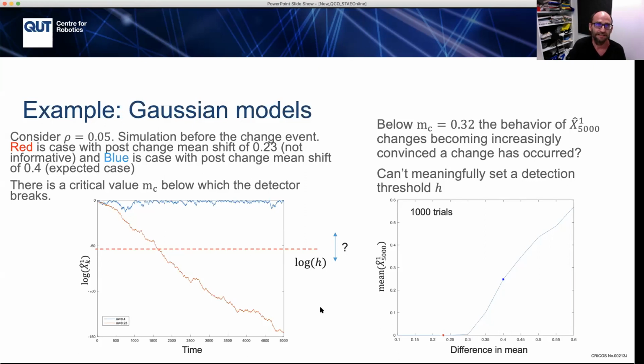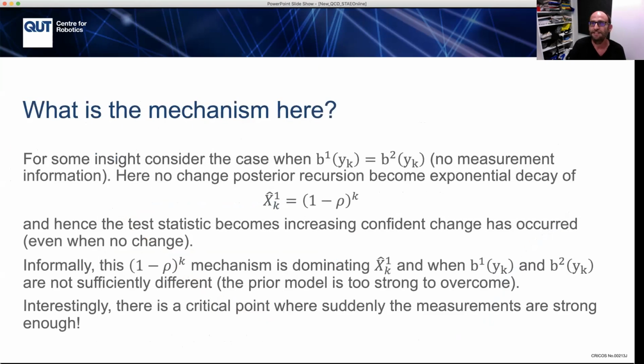So, what is the mechanism here? What's going on? One way of understanding is to think about the special case when the before and after change are the same model. So there's no measurement information. If you look at the recursions, the posterior will be a geometrically decreasing number. It goes down and down and down.